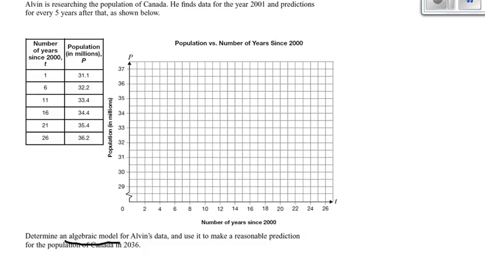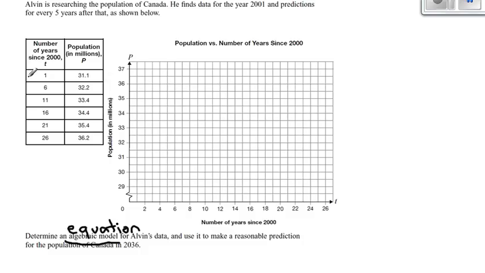Well, an algebraic model is fancy math vocabulary for find an equation. In other words, find a line of best fit and find the equation. That's what an algebraic model is. Use it to make a reasonable prediction for the population in 2036. Okay, so our job is going to be to find the equation of this data.